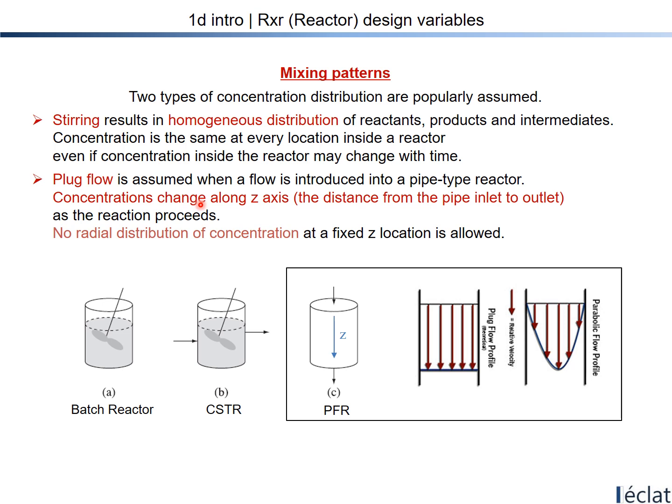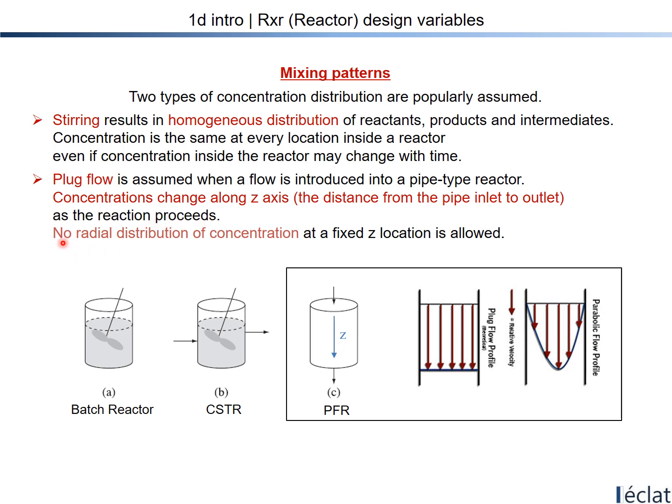Concentrations change along the z-axis. So at the inlet, the concentration of the reactant is maximized and the concentration of product is minimized. However, along the z-axis, or along the distance from the pipe inlet to outlet, the concentration of the product would increase continuously as the reaction proceeds.